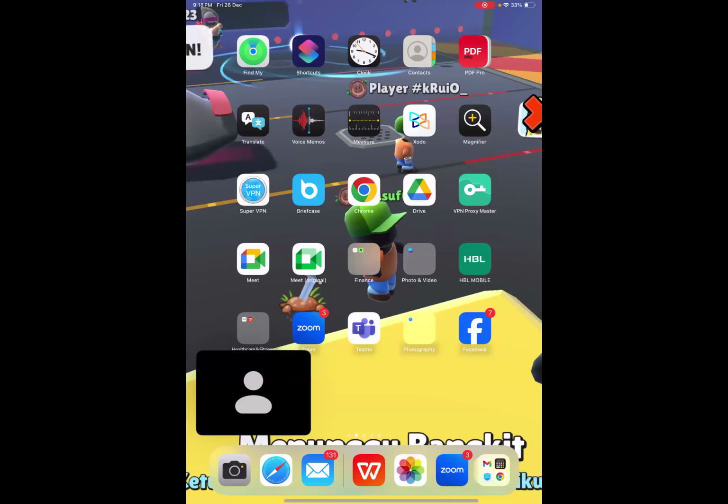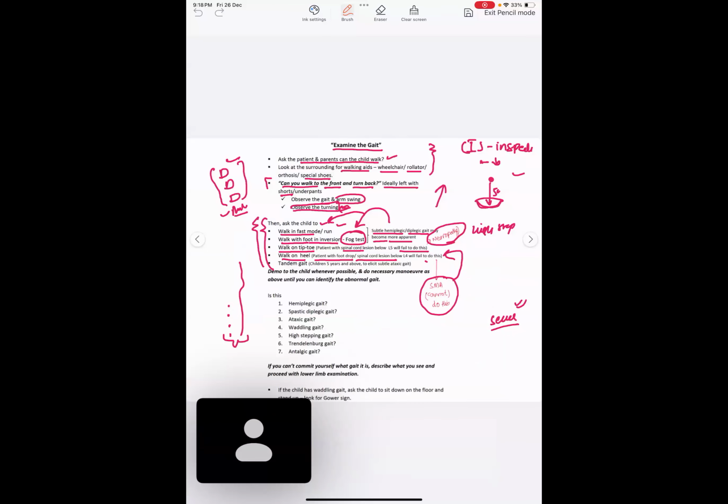Okay. So now you say tandem walk, for children 5 years and above, to elicit subtle ataxic gait. Do remember these are the steps when we are not sure, and we have to make sure whether there is any abnormality in the gait or not.